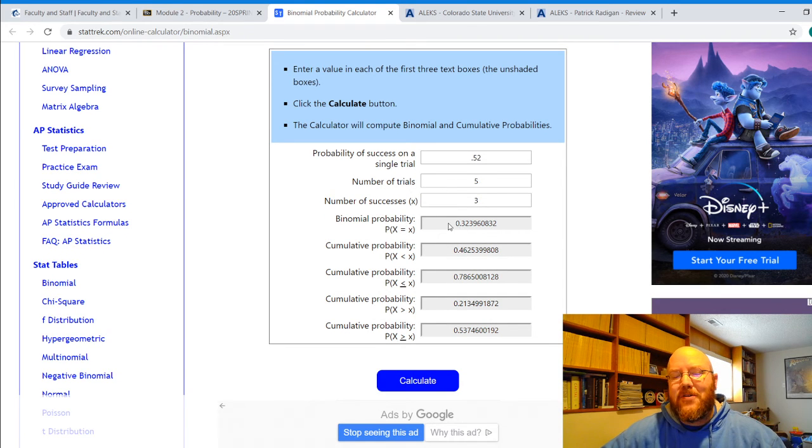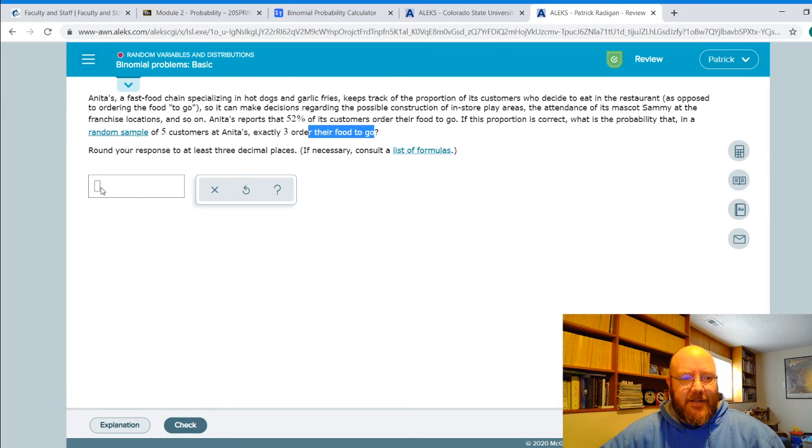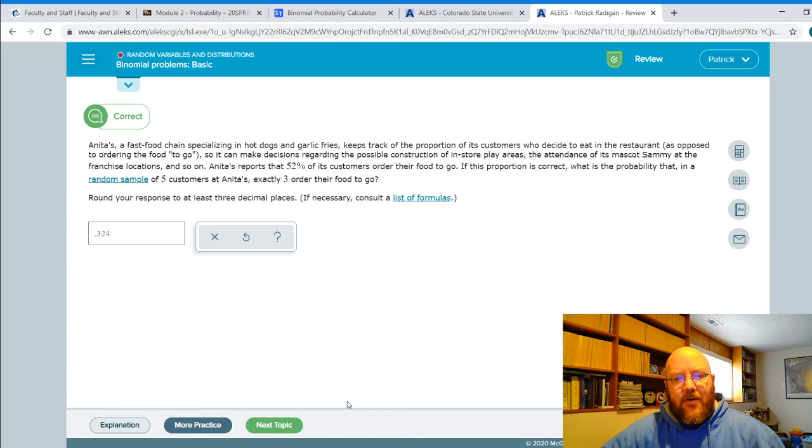Now, when you're looking for exactly a number of successes, it's always going to be x equals x. So in this example, we are looking for exactly 3 times, which is our little x. And so that's .324. Got to do the rounding right, otherwise Alex will yell at you. .324. Let's go ahead and give that a check. And there we go. We got that one right.